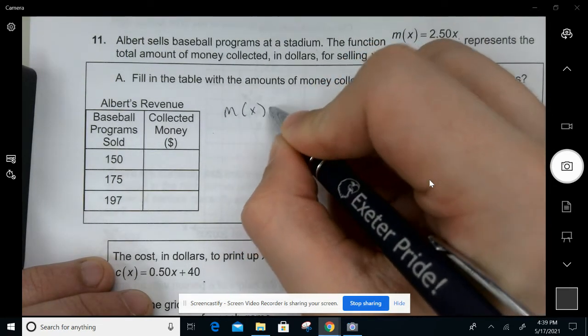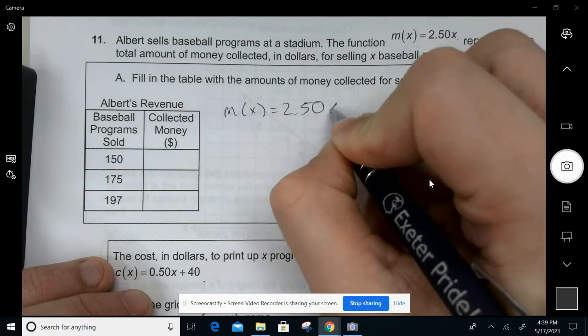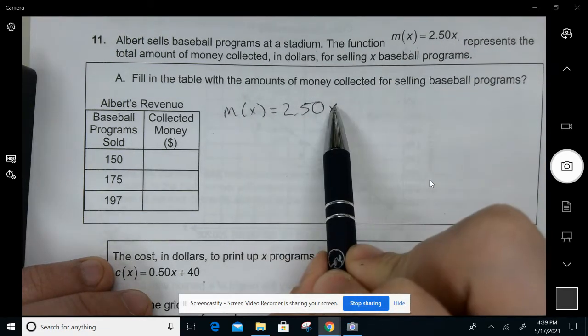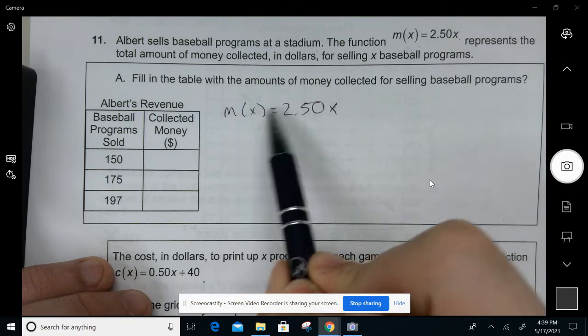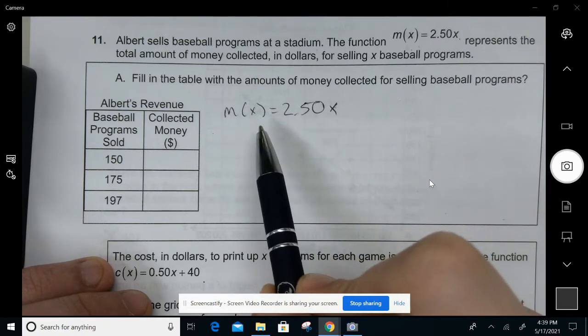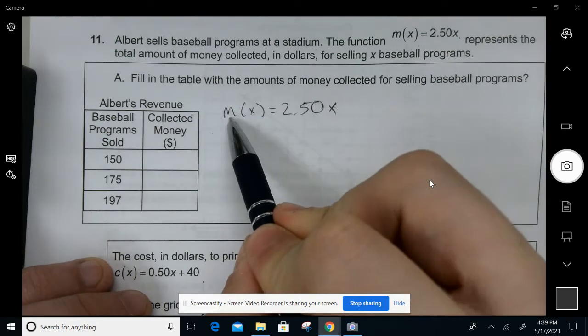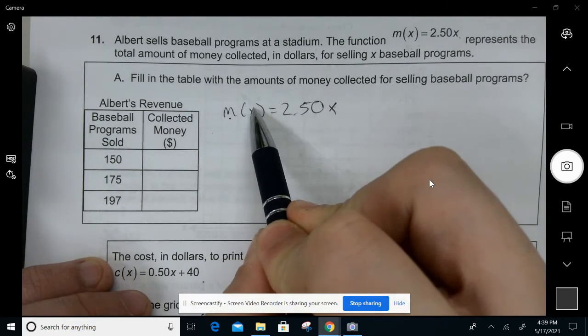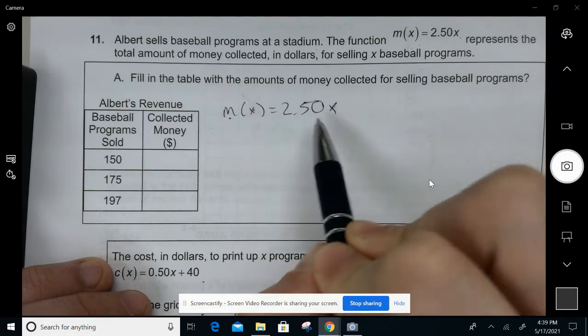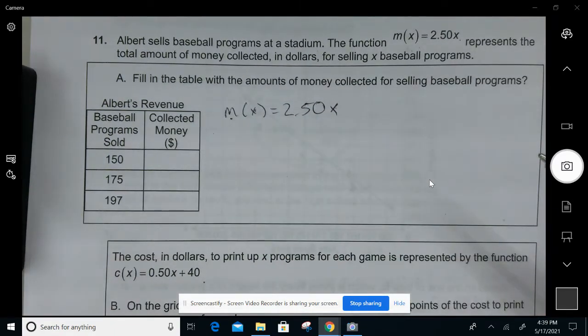So remember, this is called function notation. Now, this looks pretty familiar. M is the name of the function, x is what you're plugging in, okay? And then you plug it in and you find basically the y, all right?